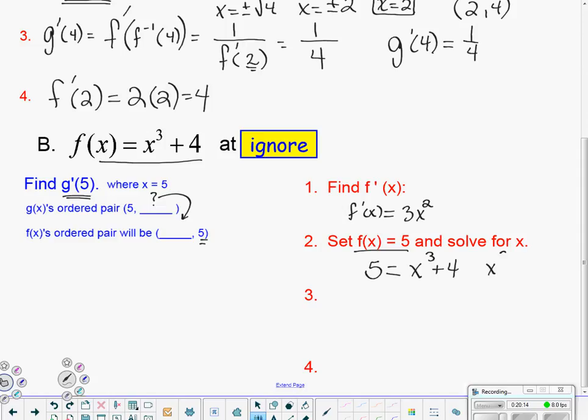Subtract 4, that would give us x cubed equals 1. Take the cube root, x is equal to 1. Aha! 1, 5 is our ordered pair. That means 5, 1 is an ordered pair on the inverse function. And since I want to find the inverse derivative at 5, that's going to be like, I want g prime of 5. That's like saying I need 1 over f prime of 1.